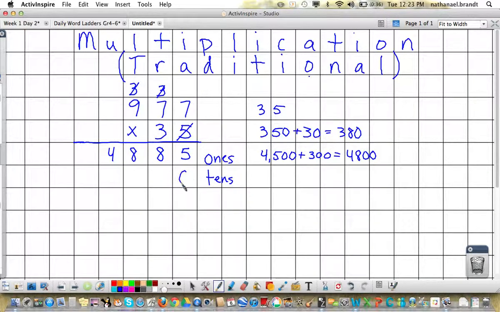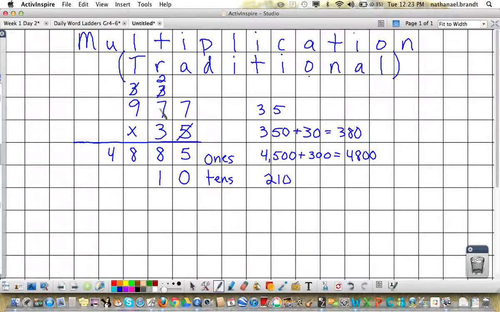So again, we're gonna put our 0 down because we're multiplying by the tens place, and we'll go ahead and do the same thing again. 7 times 3 tens is 210. Here's our 0. So we're going to put our 1 in the tens place. And then we're going to put this 2 in this tens place.